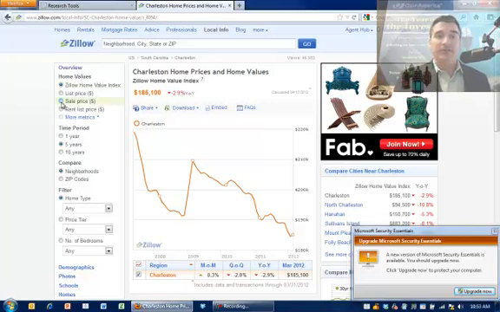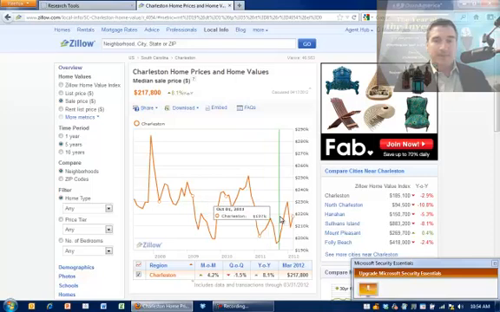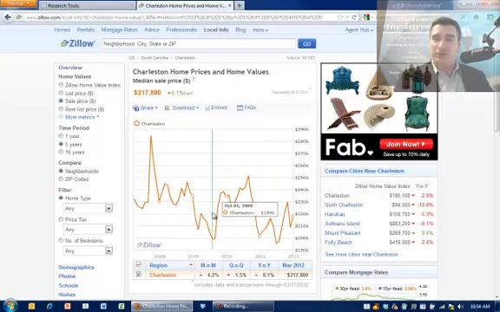So here is sale price. I'm going to change it from Zillow Home Value Index to sale price. And you can see immediately that I've got some zigzags and ups and downs. And so the home price index smoothed that out for me. I don't want it to be smoothed out. I want to know the reality. Next, you're looking at a 5-year chart here. Okay, 5-year chart tells you something. I'm not sure what it tells you.